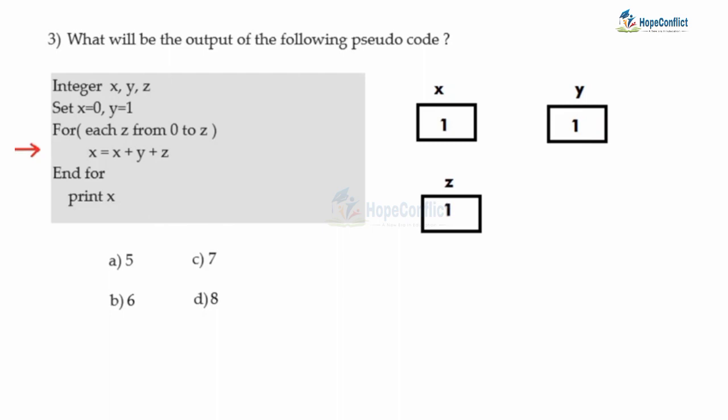So after this, again this line will be executed, and this time when we substitute the values of x, y and z, we will get 3. So now x will become 3. And with this the value of z will become 2.